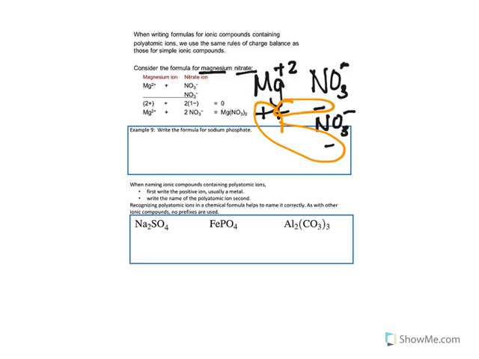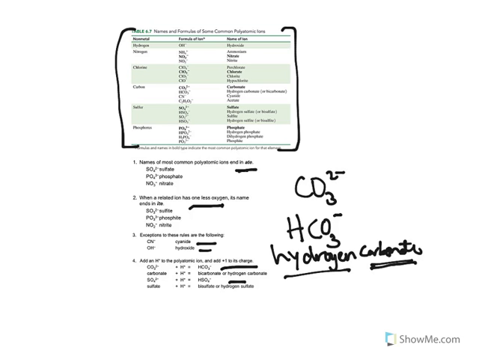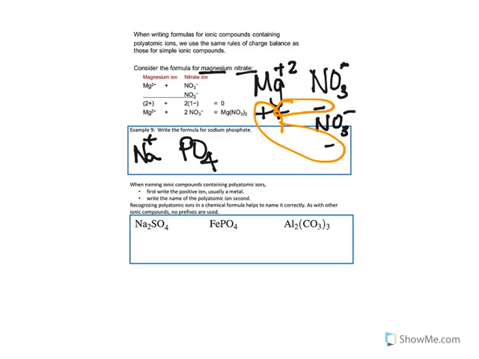Example 9 says, write the formula for sodium phosphate. If we look on the periodic table, the symbol for sodium is Na. It is in group 1. It has a charge of +1. Phosphate, PO4. And if we look back to our previous table of polyatomic ions, you will see that the phosphate family have charges of -3. Okay, so let's go back. Charge of -3, we have PO4, 3 minus.